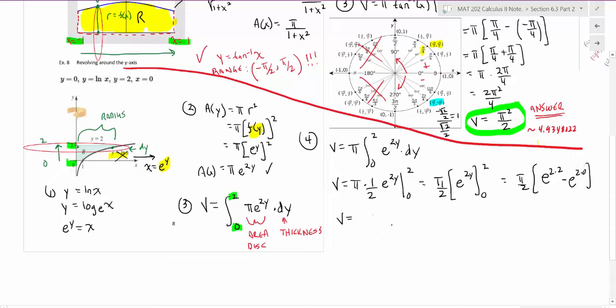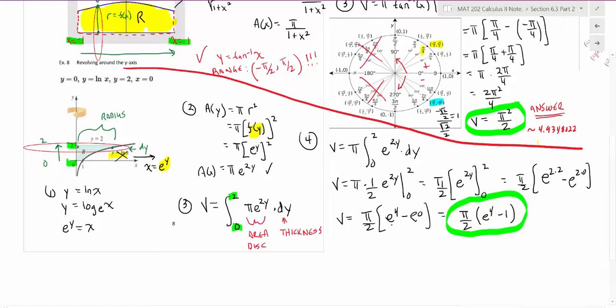That will give an answer of pi over 2 times e to the 4th minus e to the 0. So the final answer is pi over 2 times e to the 4th minus 1. That's your final solution on that problem. The only difference is that you are integrating in the y direction. So that is your answer to your problem.